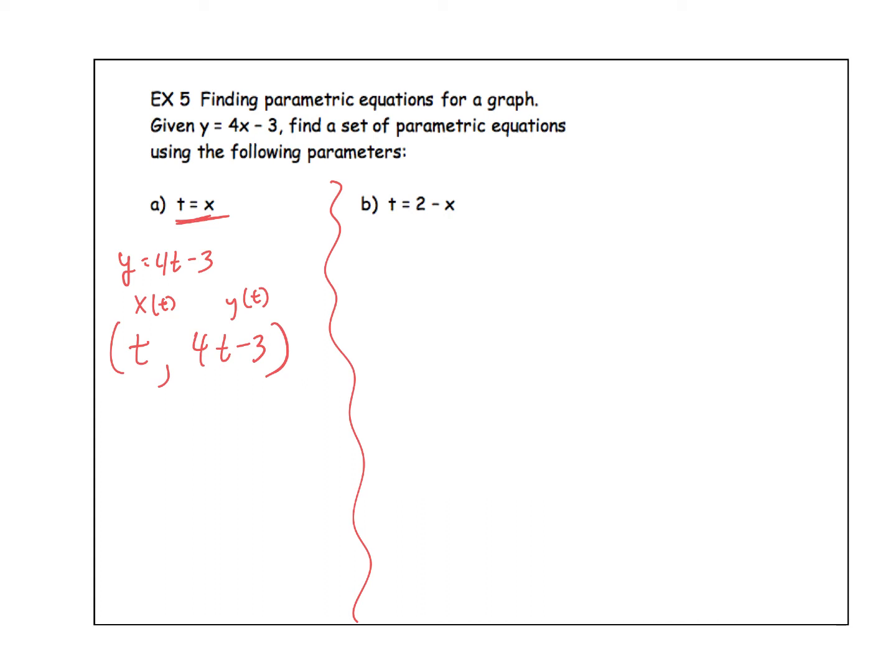So if t is equal to 2 minus x, well, x is equal to 2 minus t. Just move those around. Okay. So there's my x parameter. I could put that in right off the bat if I wanted to. Then I take that 2 minus t and put it into the y parameter, 4 times 2 minus t minus 3, which is 8 minus 3, or 5 minus 4t.